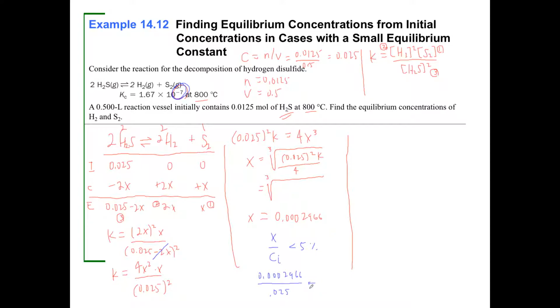My marker, I'm getting some latency in this marker right now. I'm going to take this and divide it by 0.025, and I'm going to get 0.01186, which is 1.186%. Yes, definitely less than 5%.